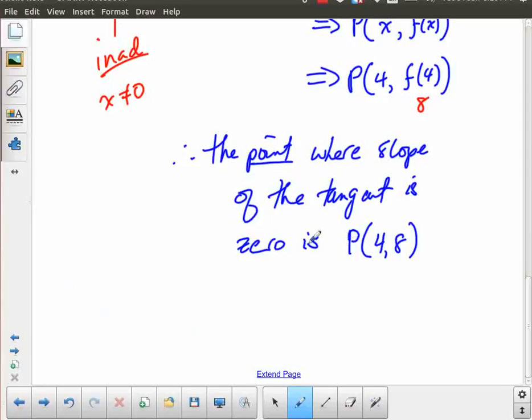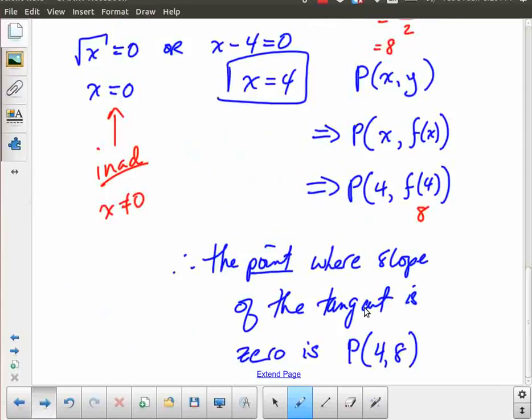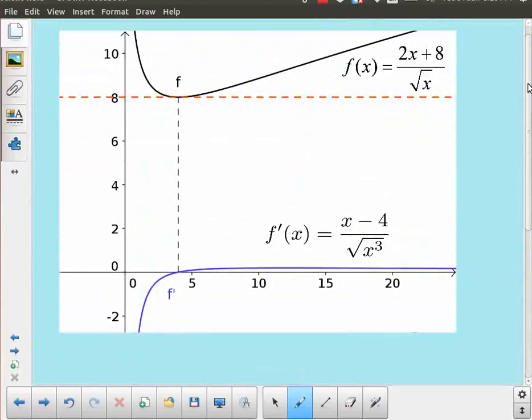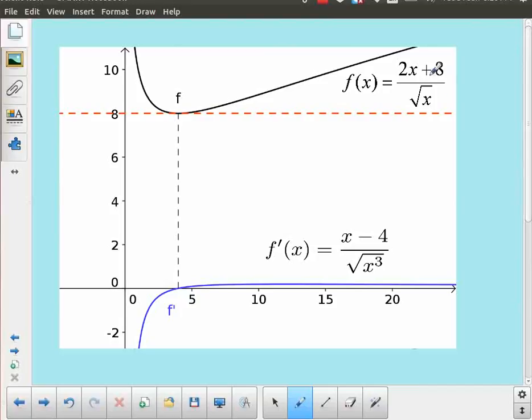And just to wrap up this lesson, I wanted to show you the graphical version. So here is the graphical version. Here is the function f of x, 2x plus 8 all divided by the square root of x. And where is the slope equal to 0? The slope is equal to 0 along this horizontal line. You can see it has an x coordinate of 4 and a y coordinate of 8.